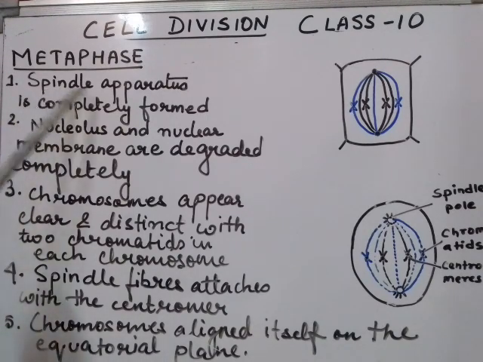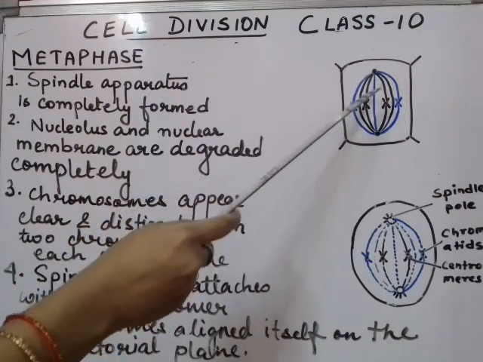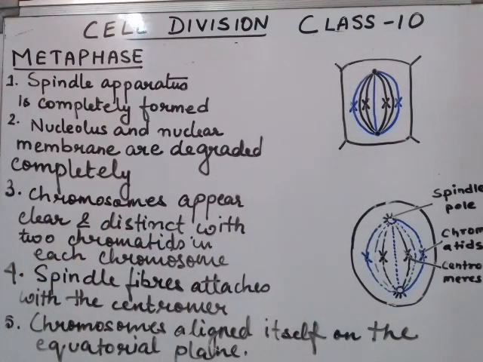So it starts with the spindle apparatus being completely formed. Now in this animal cell we find the spindle apparatus. In the previous one I told you there are no centrioles in the plant cell. So there, in place of the centriole, there is a microtubule. In the plant cell, it is a tubulin protein structure that helps in the formation of the spindle fiber, the thread-like structure that connects to the centromere of the chromatids, because it needs to pull them apart in the subsequent phases. So the first characteristic feature in metaphase is that the spindle apparatus is completely formed.